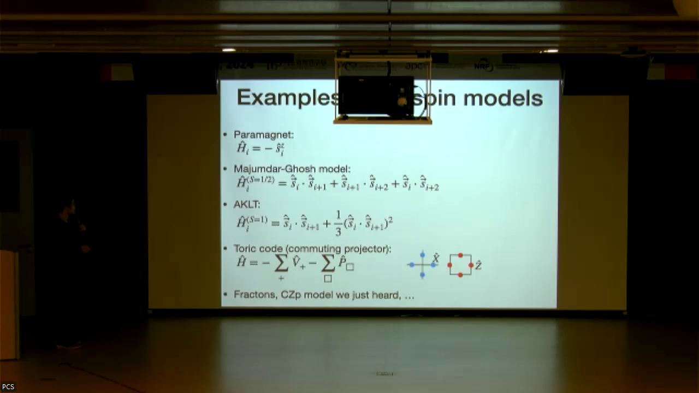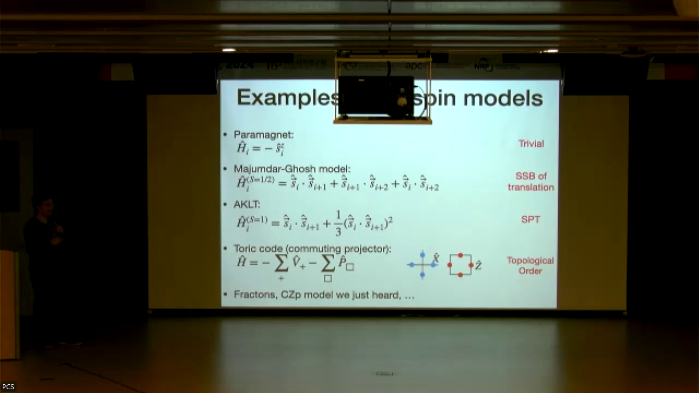It's also frustration free. And the toric code model, which is a 2D model of topological order, is also frustration free. And why are they useful? Because they can be understood as a representative, simplest model of many different phases of condensed matter systems. For example, this paramagnetic Hamiltonian gives you a trivial phase, and the Majumdar-Ghosh model in the ground state has spontaneous symmetry breaking of translation symmetry. The AKLT Hamiltonian is a representative Hamiltonian for symmetry protected topological phases. And toric code, of course, gives you a topological order.